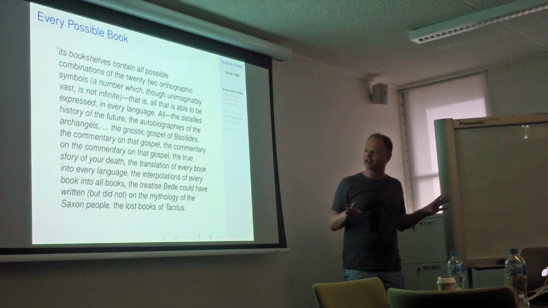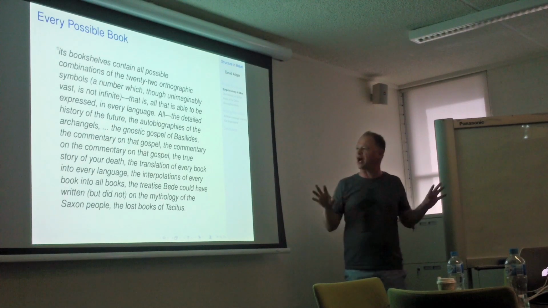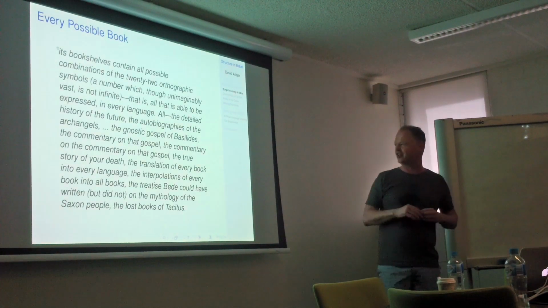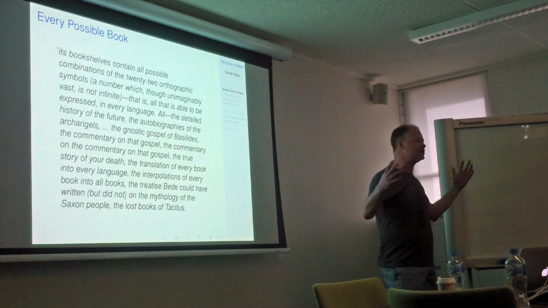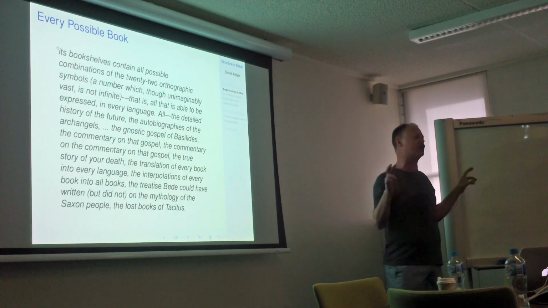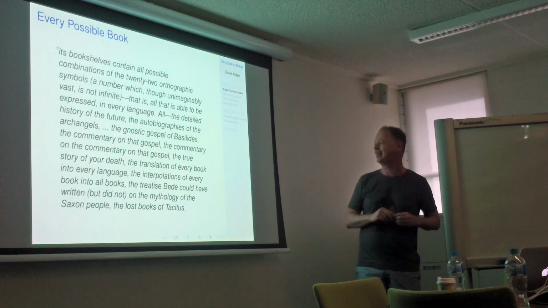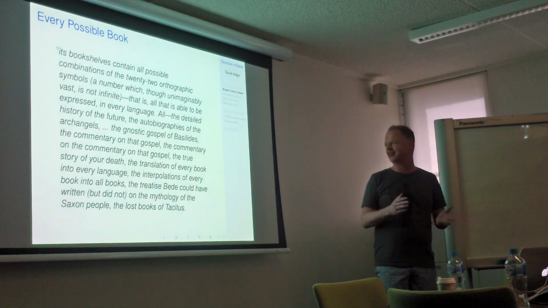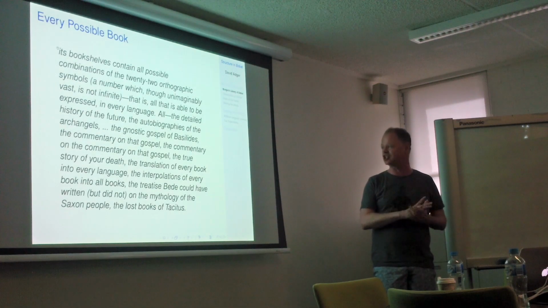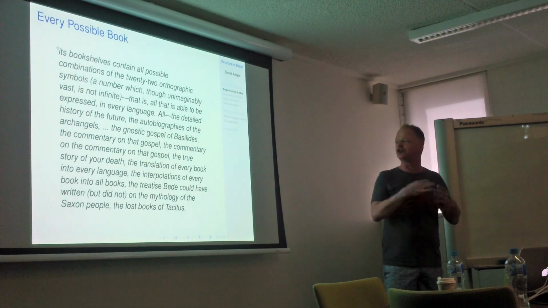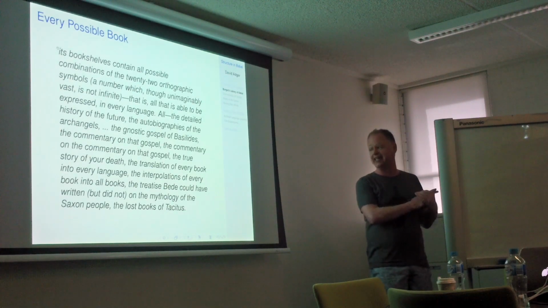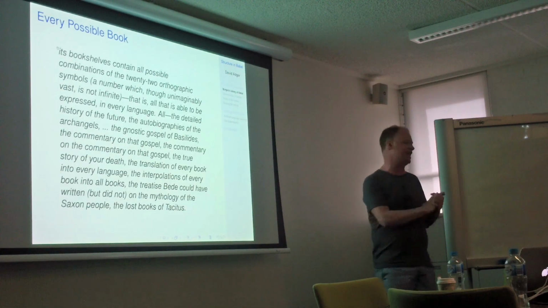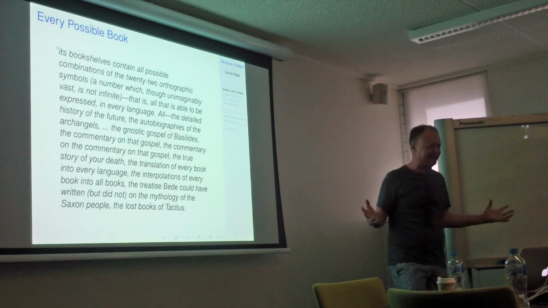All. The detailed history of the future, I love this bit. The autobiographies of the archangels. The Gnostic Gospel of Basilides. The commentary on that gospel. The commentary on the commentary on that gospel. You can see recursion peeking in here, right? The true story of your death. The translation of every book into every language. The interpolations of every book into all books. The treatise Bede could have written, but did not, on the mythology of the Saxon people, the lost books of Tacitus. It shivers up your spine, right?